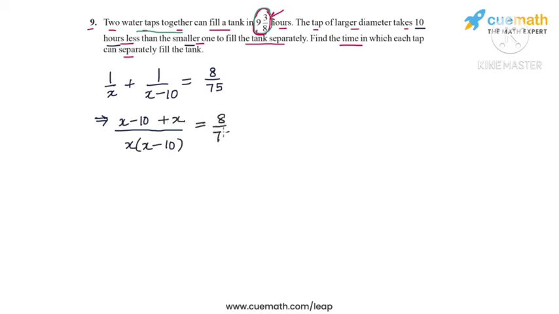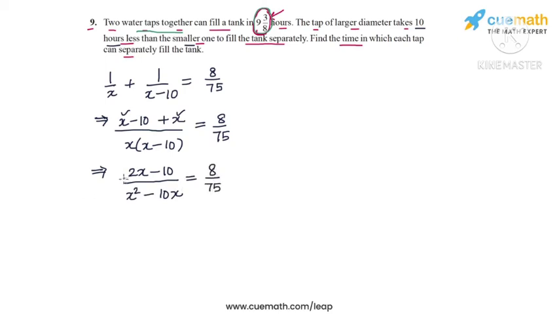So we have 1/x plus 1/(x minus 10), and this is equal to 8/75. So let's take the LCM on the left side. In the denominator we get x times (x minus 10). Then in the numerator we get x minus 10 for the first fraction and x for the second fraction, and this is equal to 8 by 75. So now we can write this as, in the numerator, 2x minus 10 because we have this x and this x, and in the denominator we have x squared minus 10x, and on the right side we have 8 by 75.